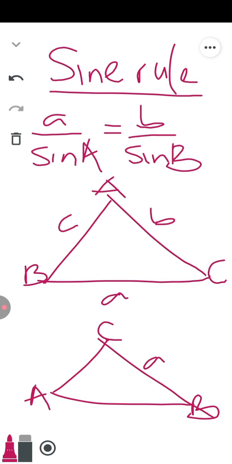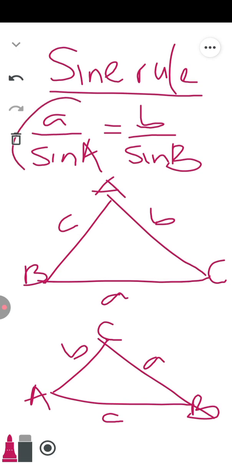Is that okay? Good. So where will side B be? Side B will be here, opposite of angle B. Is that correct? And where will side C be? Side C will be here, opposite of angle C. Do you understand that now? So the side and the angle are always opposite to each other. The angle is represented by a capital letter, and the side by a small letter. Good.